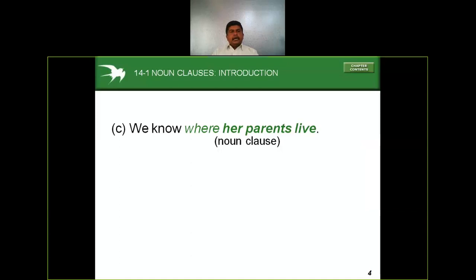Okay, here, which is the noun clause? There are some related words, a group of related words, which have been colored with green. Look at this. See here, the subject is "we", and the verb is "know". Know is the verb. The rest of the statement is known as the object, right?